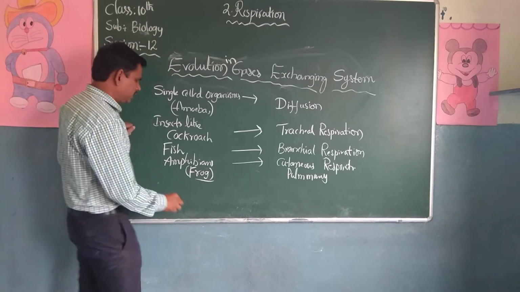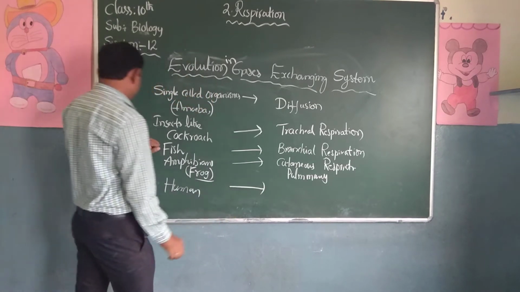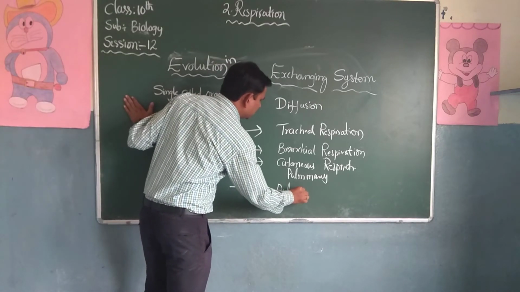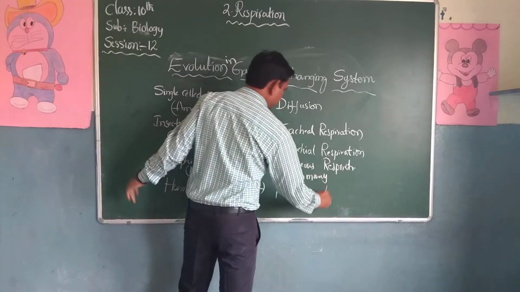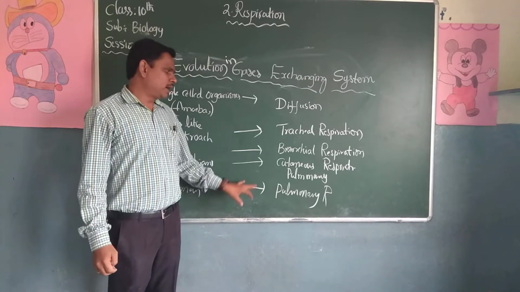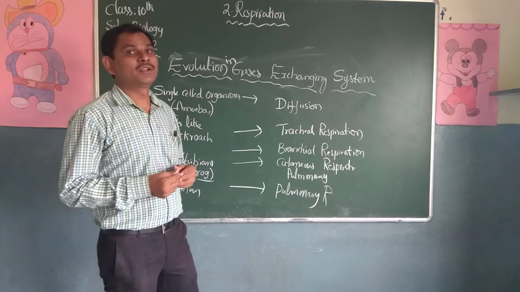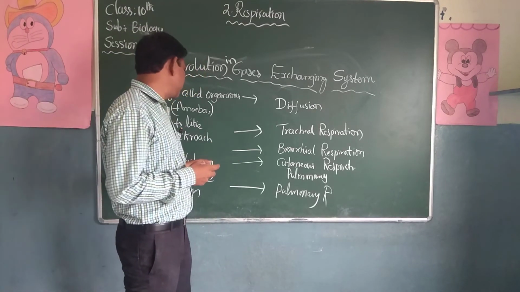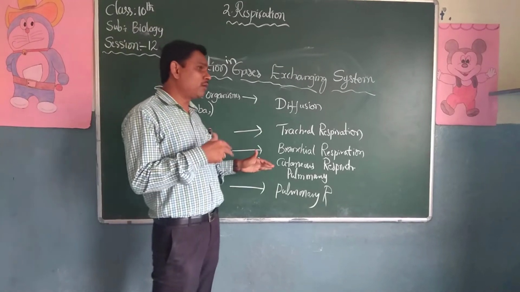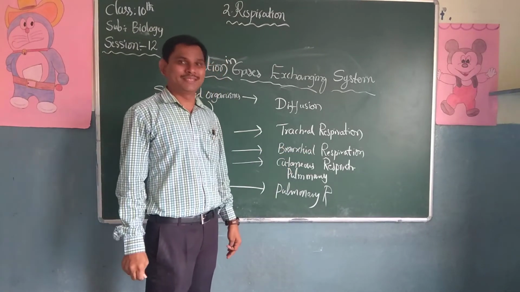Pulmonary respiration. Next, the last one is the human being. How will the human being respire? In human beings, the respiration is pulmonary respiration. We respire through the lungs. But amphibians have a specialized structure on their skin, through which we can see the frog respire. When they are outside the water, they respire with the lungs.